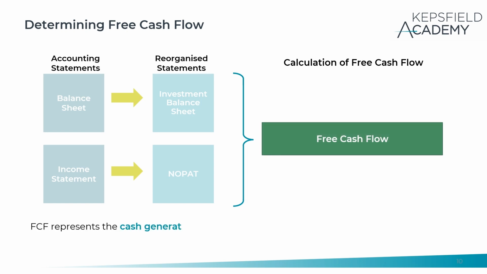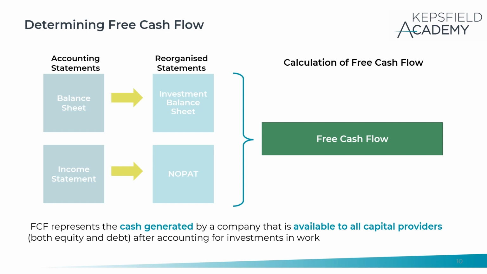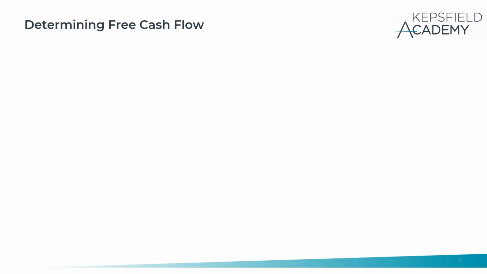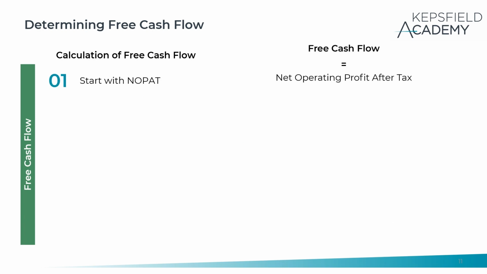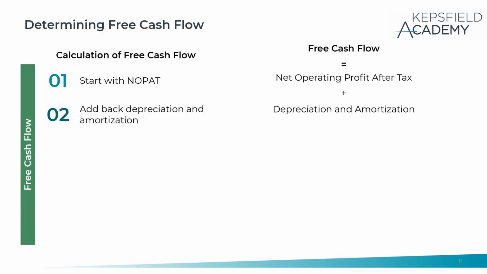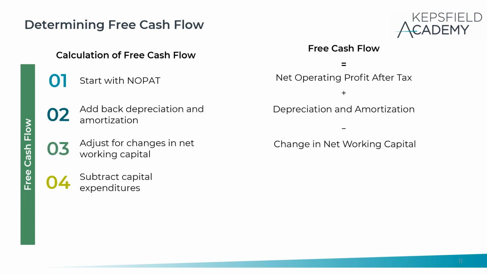FCF represents the cash generated by a company that is available to all capital providers, both equity and debt, after accounting for investments in working capital and fixed assets. To calculate free cash flow, we start with NOPAT, add back depreciation and amortization as these are non-cash expenses, adjusted for changes in net working capital, and finally subtract capital expenditures.